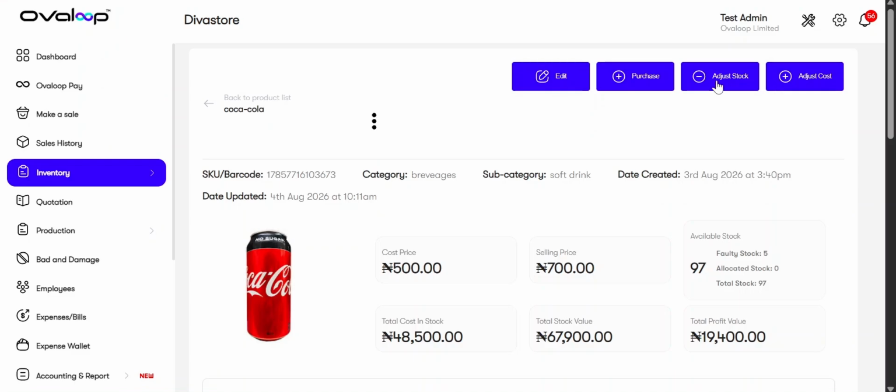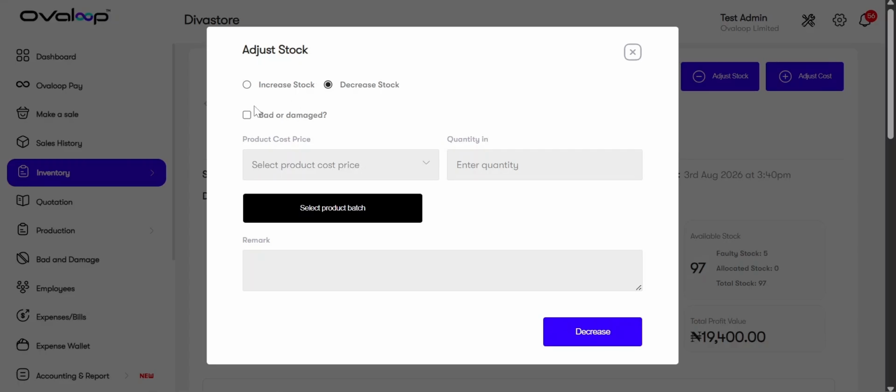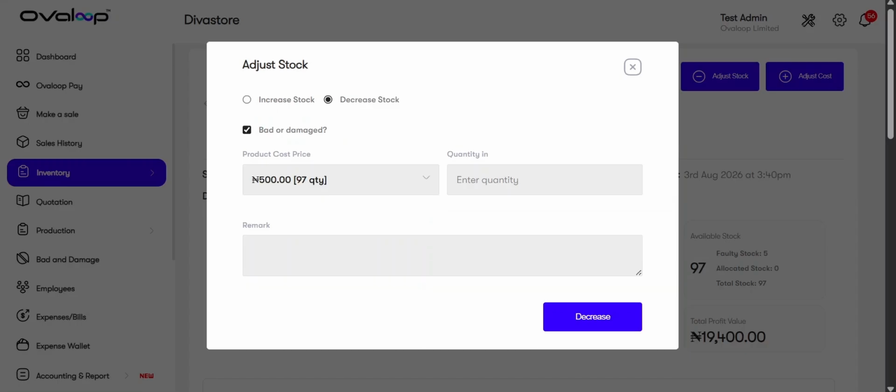So I'll say adjust stock and I have increase stock and decrease stock. So let me say decrease stock. I have here bad or damaged. Then cost price, quantity 3, and remark I'll say bad, then decrease.